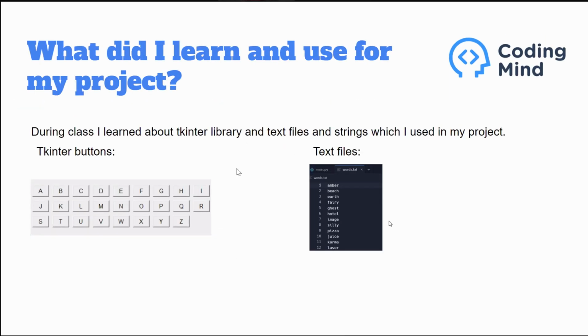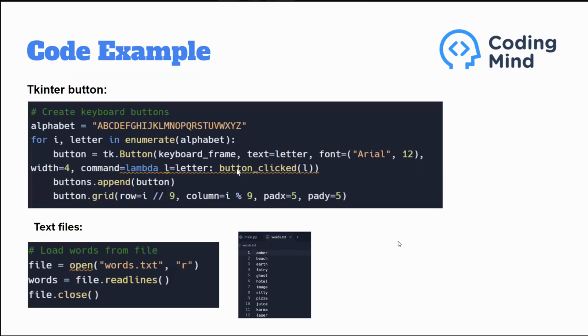During class, I learned about Tkinter and text files, also strings, and I used all those in my project. Examples over here. Here's the example, the Tkinter button. I made like 26 buttons for each of the letters, and here's the text file. It's just a whole list of words.